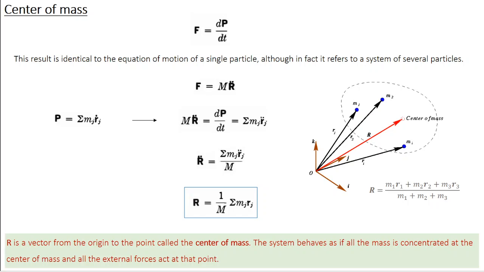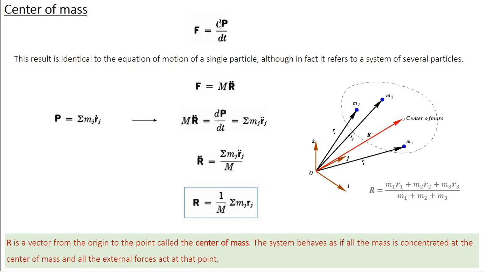So let's get rid of the subscript external and just call it F. So F is equal to dP by dt. And as I said, even though it refers to a system of several particles, this equation is identical to the equation of motion of a single particle. So if in fact this corresponds to the motion of a single particle, then I can also write the equation of motion as F equals ma, or F equals M d square r by dt square, which is M r double dot, right.